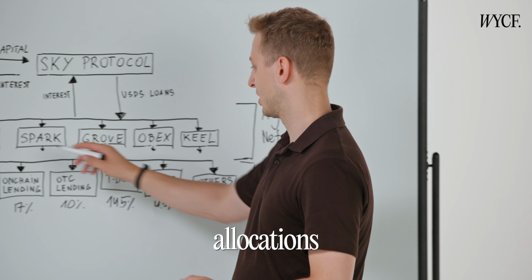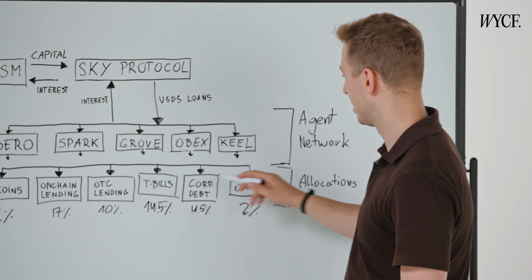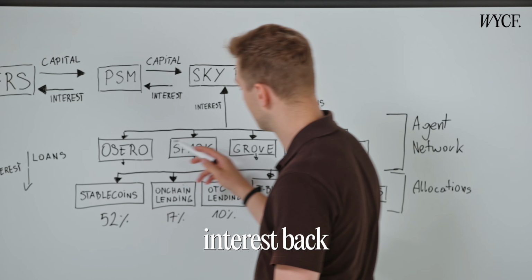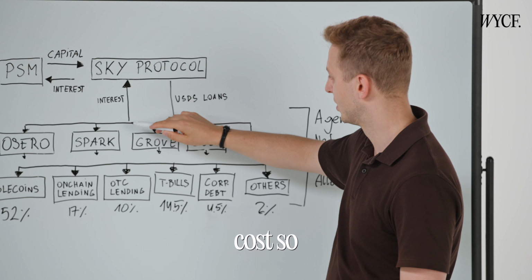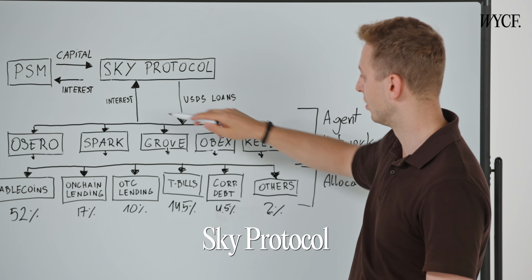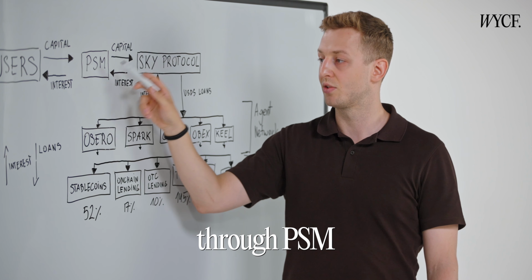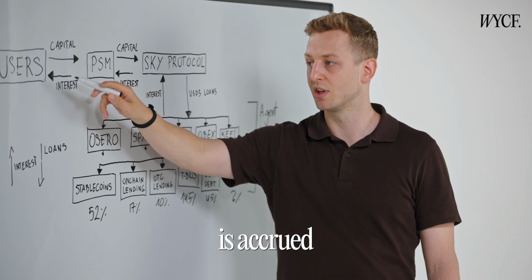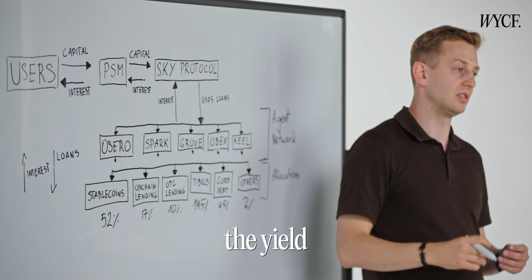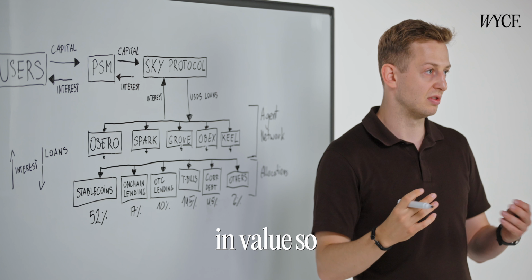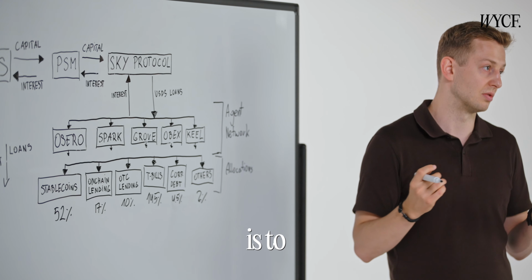So all of those allocations, after the agent network allocates the money, are going to pay interest back to the agents, who need to pay the borrowing cost, so interest to the Sky protocol for the loan we've taken earlier. And this interest, through PSM, is accrued at the user level, who is holding sUSDS. So it's a yield-bearing token accruing in value, everything is automatic, and the only thing you need to do is to hold the asset.